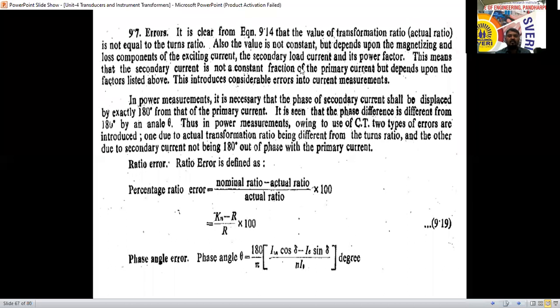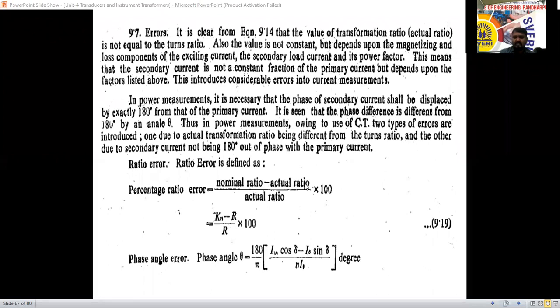This theory part I will not explain directly. Errors of the current transformer: there is the ratio error. The ratio error is the difference between the nominal ratio and the actual ratio, relative to the actual ratio, that is, nominal ratio minus actual ratio divided by actual ratio. What is the nominal ratio definition? Do you know the nominal ratio? Yes or no? We have derived the nominal ratio already.